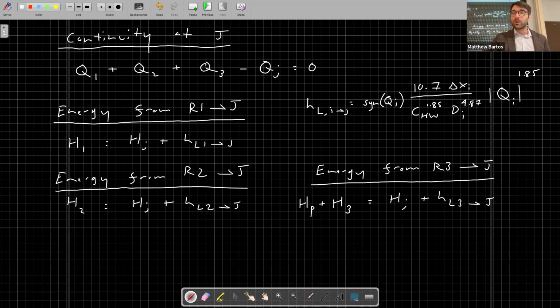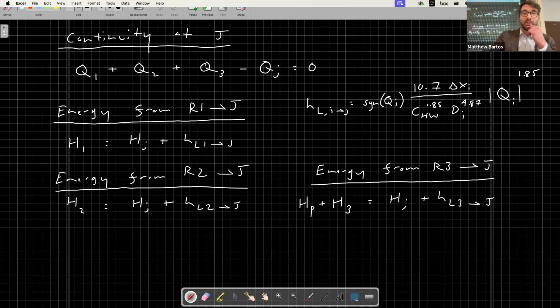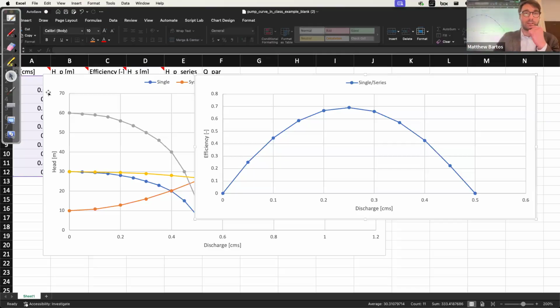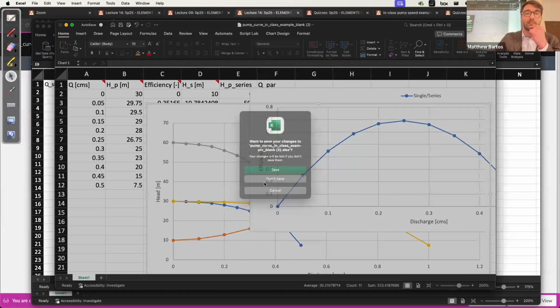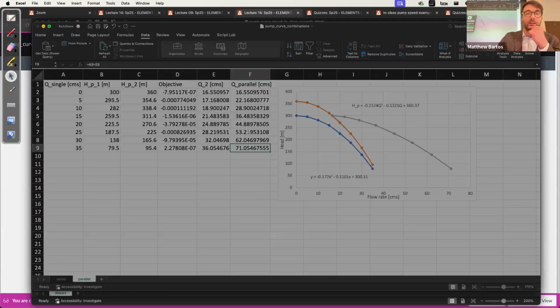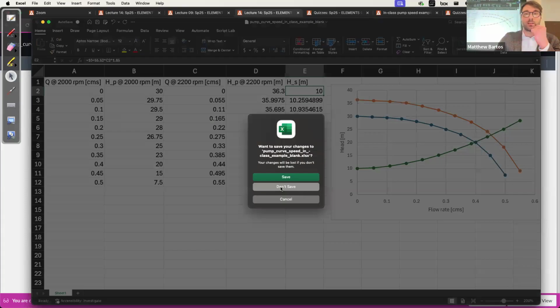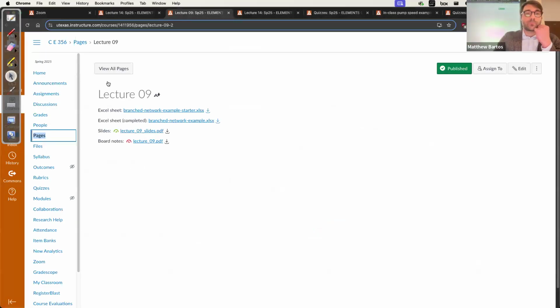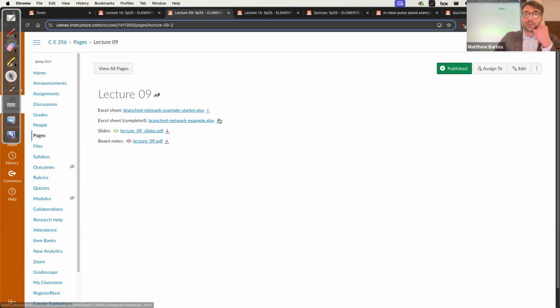So what I'm going to do is take this branch network example, and we are going to show how we can compute the internal flows and heads if we have a pump in this system. So I'm going to go back to Pages on Canvas, go to lecture 9, and download our old branch network example.